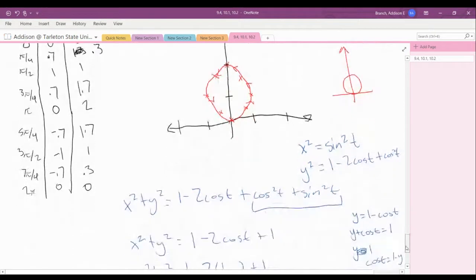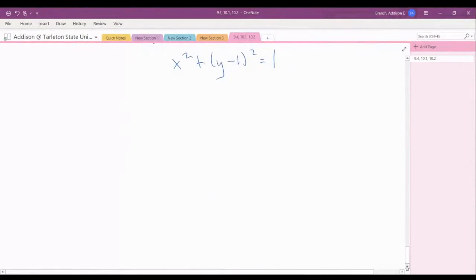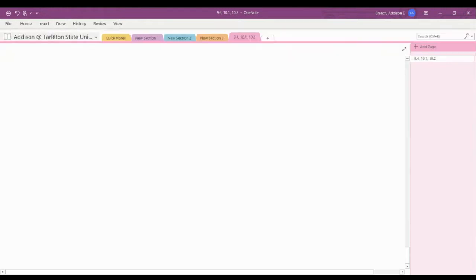So now let's go ahead and move on to chapter 10.2. I may not be able to do as many examples in this one as I would like, because this is a pretty dense section. It's not that hard, it's just dense. So section 10.2 is going to be calculus with parametric curves.